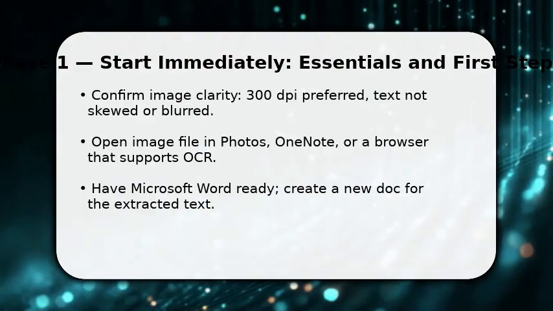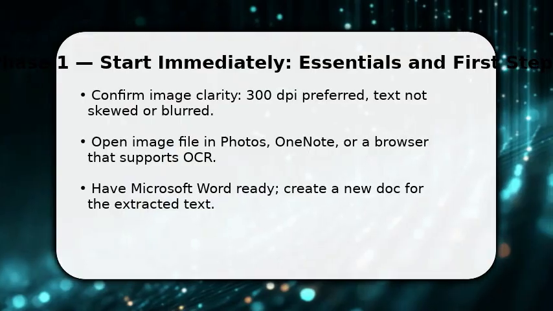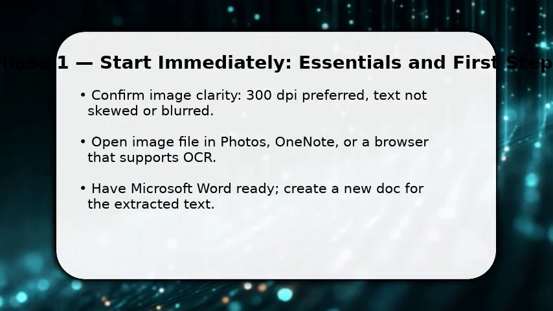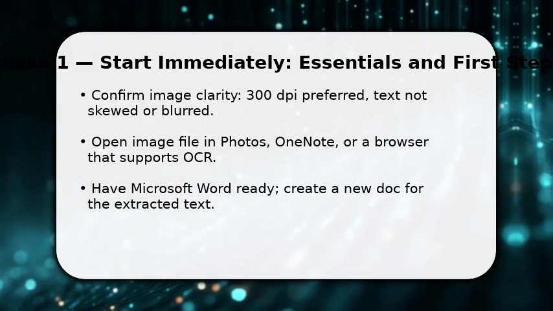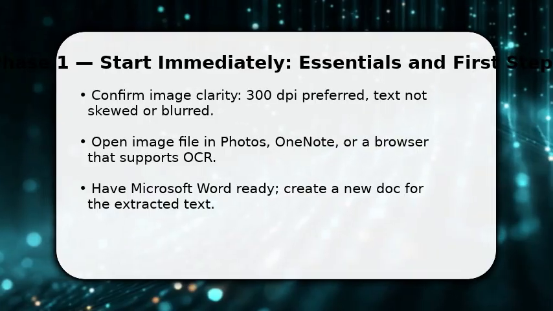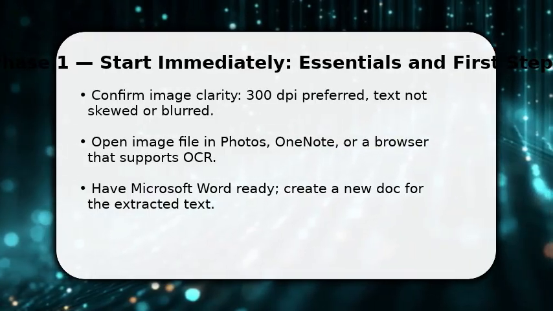You start by making sure the image is readable. OCR struggles with low contrast or tilt, so straighten and crop if needed. Open the image in an app that supports text recognition: OneNote, the Photos app, or a browser with OCR.